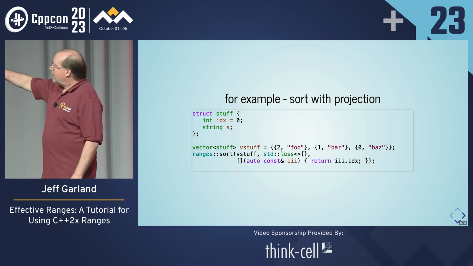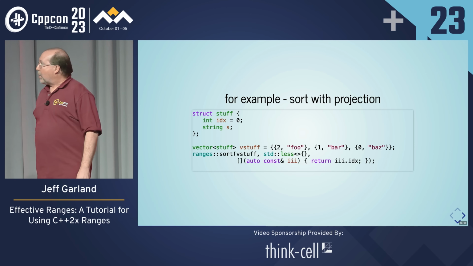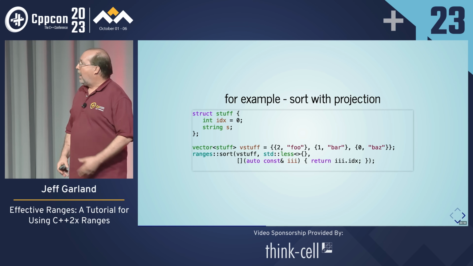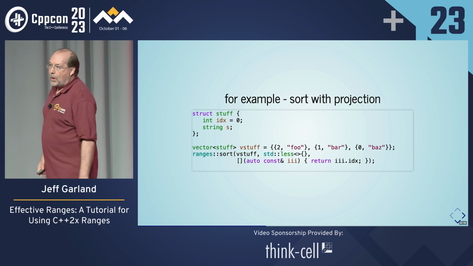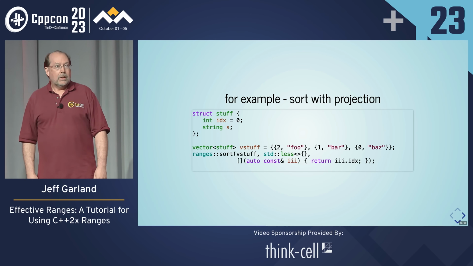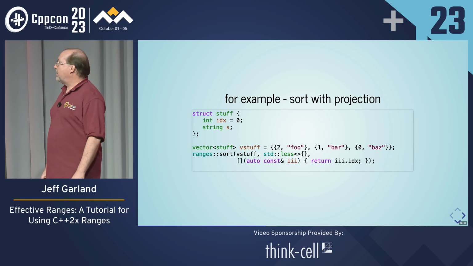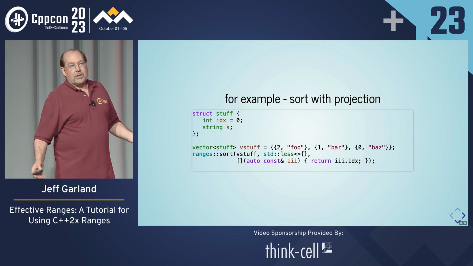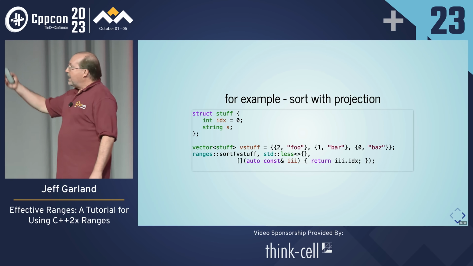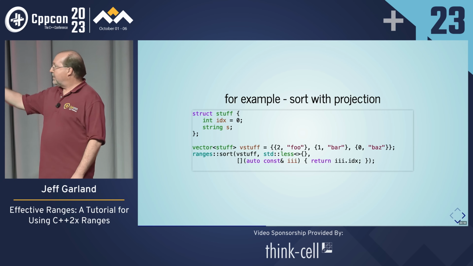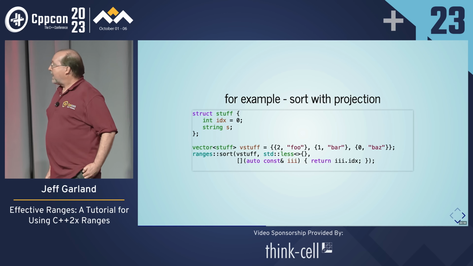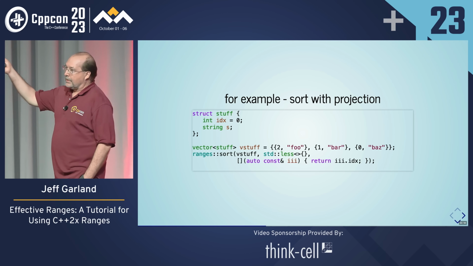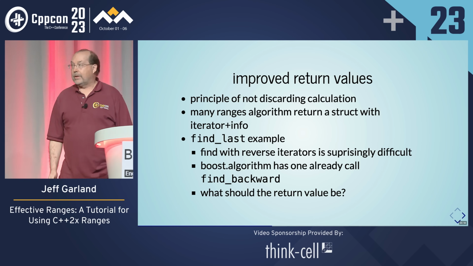I have a structure. In that structure, I have two members. If I just use less, the normal less, it's going to do the comparison of both members, right? So what if I just wanted to use one of the two members? Well, I can either write a comparator function, or in this case, I can just pass the projection directly to the sort algorithm and tell it to use the IDX. And it will sort it using IDX only.